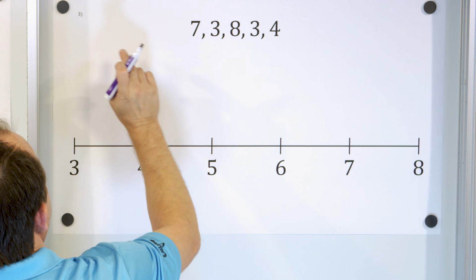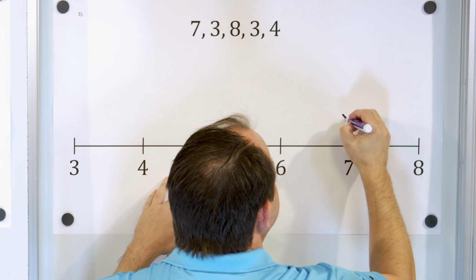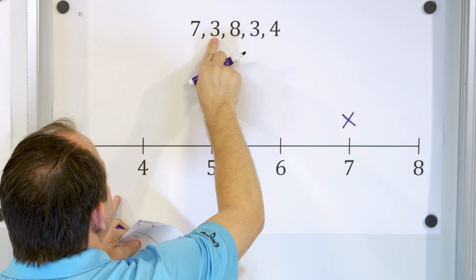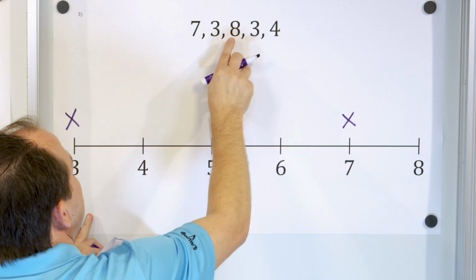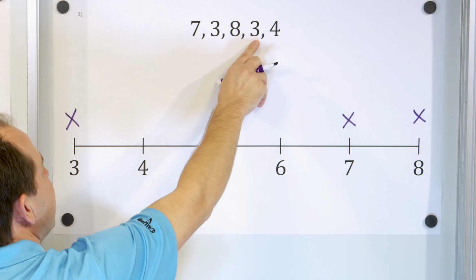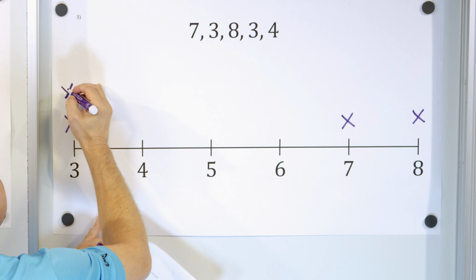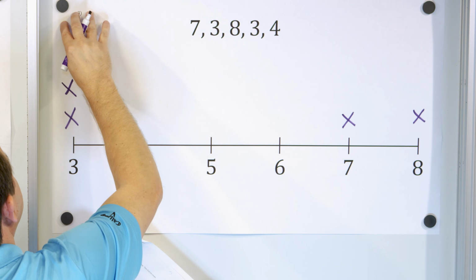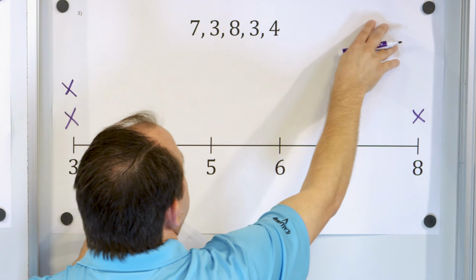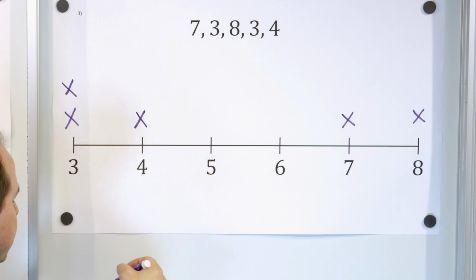So take a look. We have one person who tells me they have a total of 7 sunburns. One person has 3 sunburns. Another person has 8 sunburns. And here's another person, a totally different person, that got 3 sunburns. So I'm going to put that X right on top of the first X right here. And then, of course, the last person only had 4 sunburns.